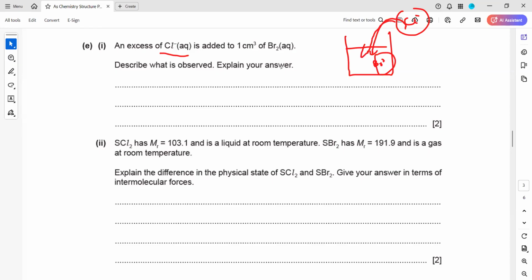And explain your answer. What is the reason for that? We will mention that the bromine molecule cannot oxidize the chloride ion. Bromine is less reactive, so the bromine molecule cannot oxidize the chloride ion. Or we can also say chlorine is more reactive, so it is already an ion, and the further reaction will not take place. Is it clear? E1?